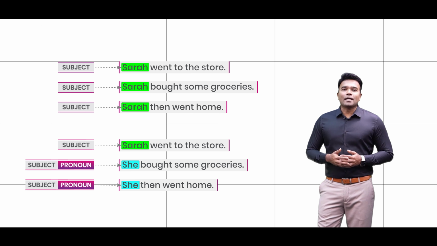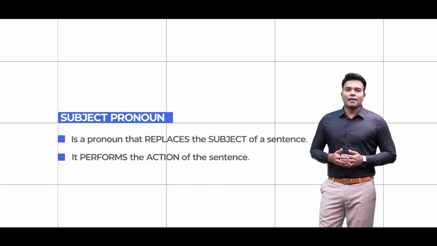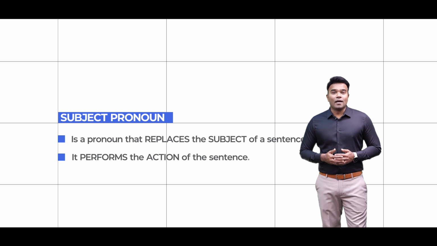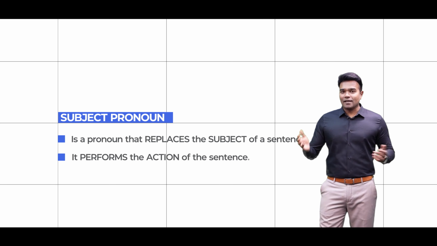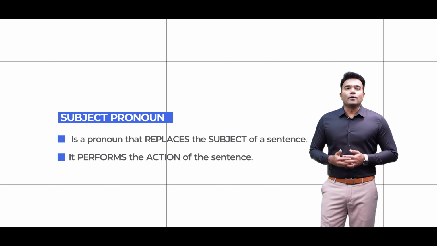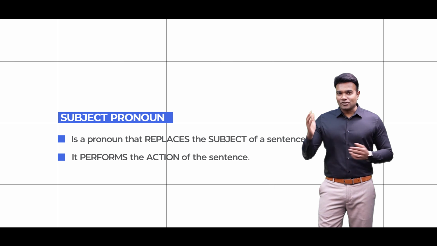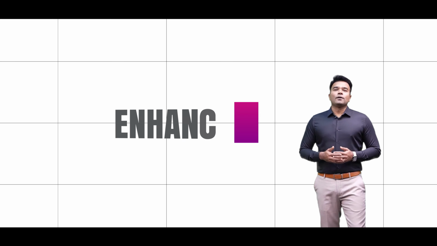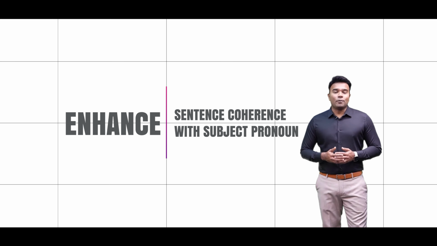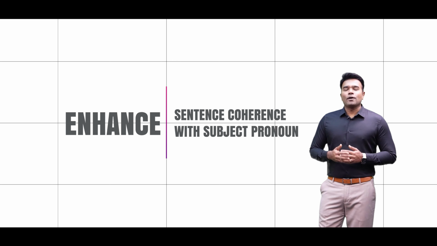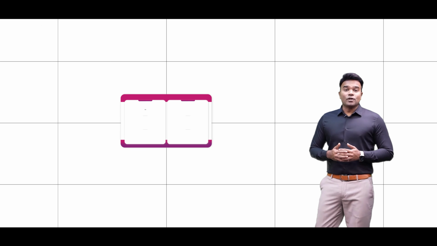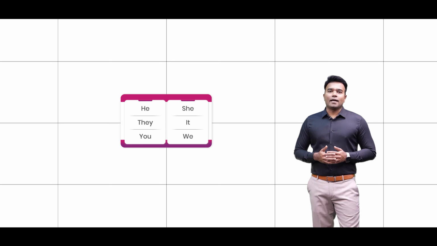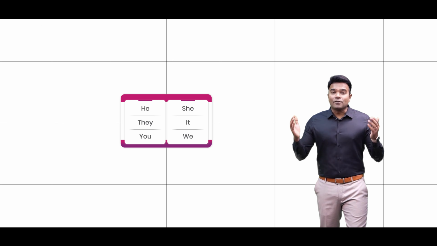So all said and done, what I want you to understand is that the subject pronouns happen to be such pronouns that replace the subject of the sentence, and that it is the subject pronoun that performs the action in the sentence. All said and done, subject pronouns definitely help in avoiding repetition and make the sentence a lot smoother and more coherent. Well, that way, all of these words in English vocabulary are categorized as subject pronouns.